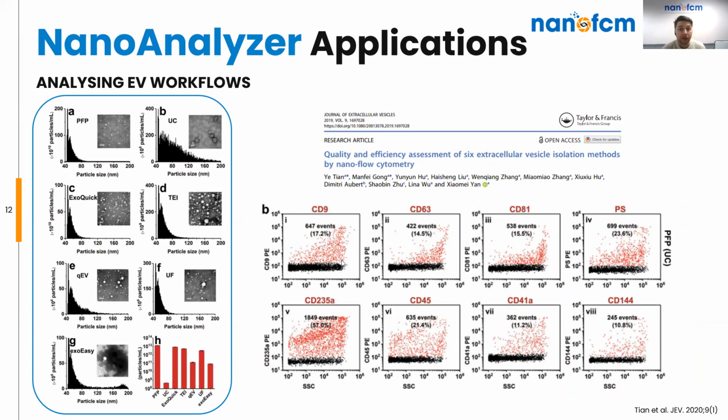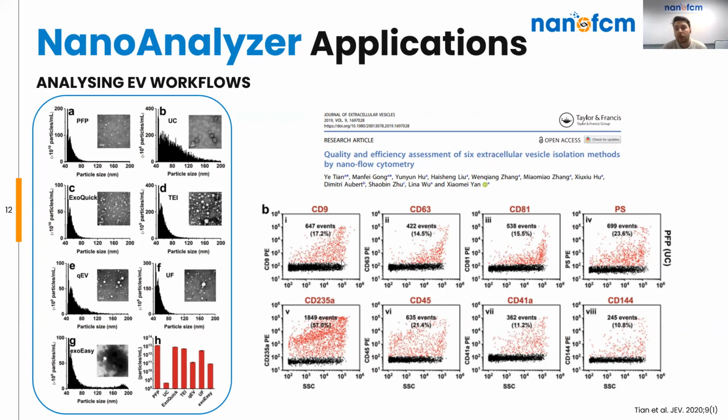The EXO-EASY histogram too shows a significant difference from the norm, with this subpopulation of large particles at around 200 nanometers, representing the aggregations that can often be found from affinity binding isolations. Concentration information for the EVs isolated by these methods is shown in the bar chart, with the same 2 methods standing out, as well as the QEV columns.